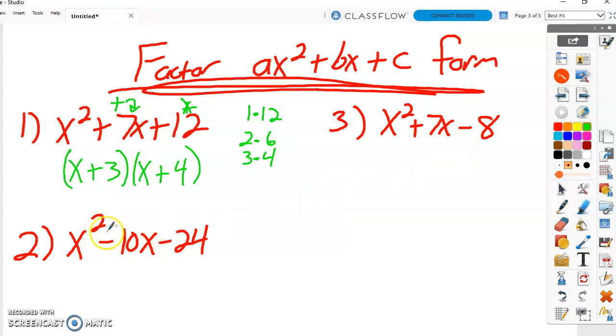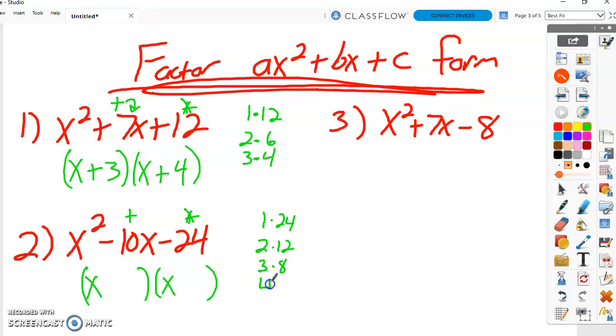All right, let's go to another one where we change up the symbols. Now we've got some subtraction symbols in there. Again, we're just going to start with two sets of parentheses. To get our x squared, our x's are always going to go in front. Now we want to multiply to negative 24, and we want to add to negative 10. Let's list out our factors: 1 and 24, 2 and 12, 3 and 8, 4 and 6. Using any positive or negative number, which pair of numbers could possibly add up to 10?